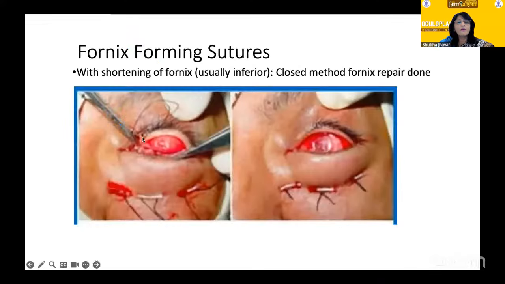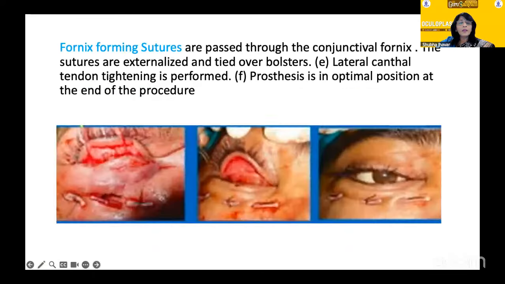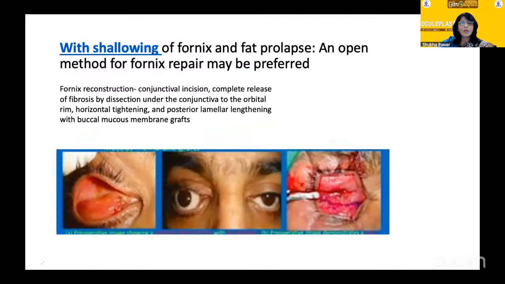So this is how a fornix forming suture is taken, with shortening of the fornix, which is usually inferior. A closed method is where the fornix forming sutures are taken, and these are passed through the conjunctival fornix deep down, and then they are externalized and sutured over bolsters. And also you may do a lateral tendon tightening, and put a prosthesis for an optimal position.